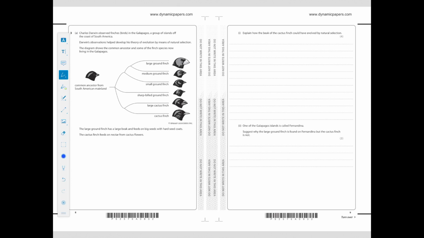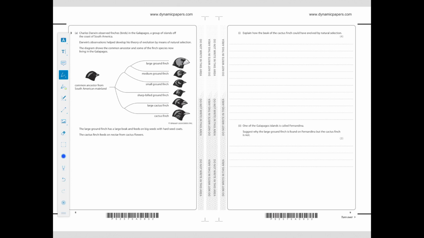3a, Charles Darwin observed finches, which are a type of bird, in the Galapagos, a group of islands off the coast of South America. Darwin's observations helped develop his theory of evolution by means of natural selection. The diagram shows the common ancestor and some of the finch species now living in the Galapagos. So you can see the large ground finch has a very large beak, the cactus finch at the bottom has a very small one, and then there are some intermediate ones in between.